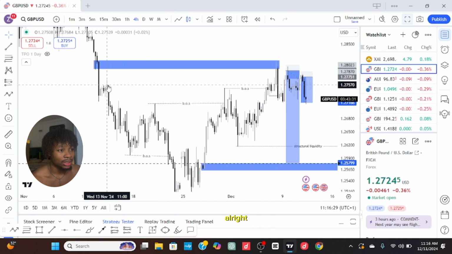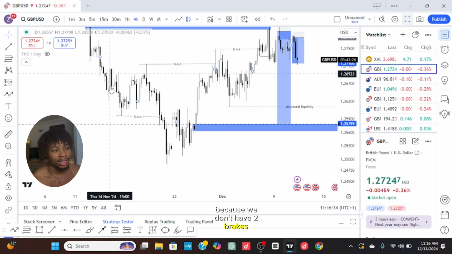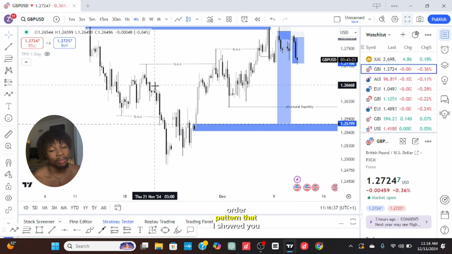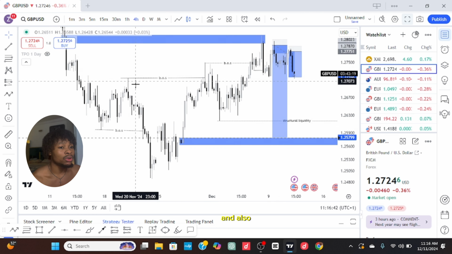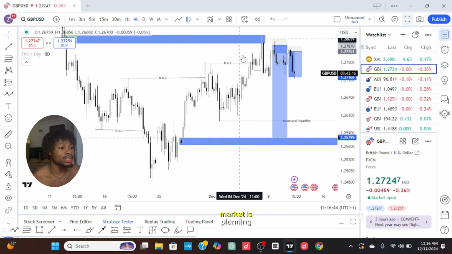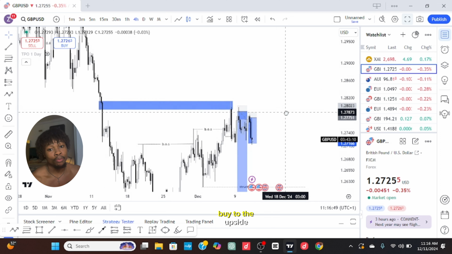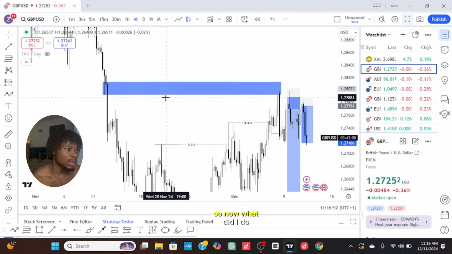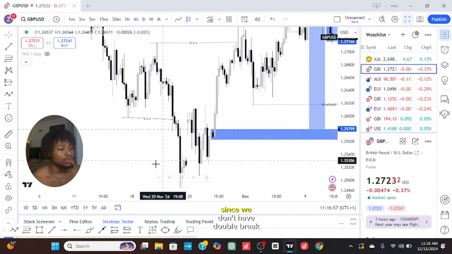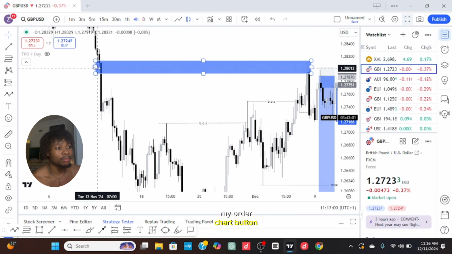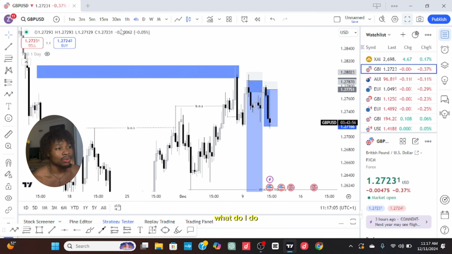All right, so knowing fully well that, okay, because we don't have 2 breaks and also we don't have the other pattern that I showed you earlier, that means that this high has to go, and also it's a good sign to show you that the market is planning a reversal pattern, meaning that market is planning to buy to the upside. So now what did I do? As we can see, I already know that okay, since we don't have double break or my other chart pattern, I know that this high will be going. So when market gets to this high, what do I do?